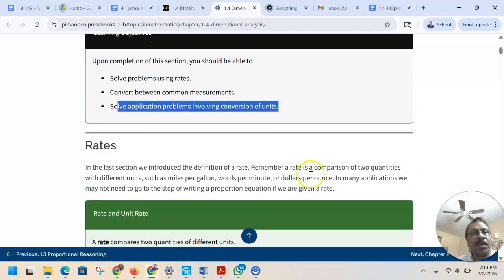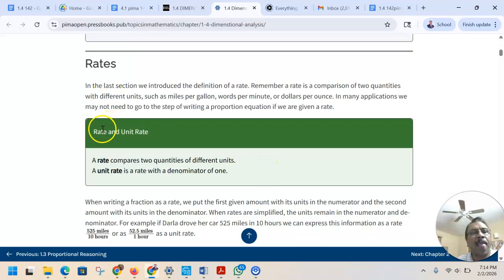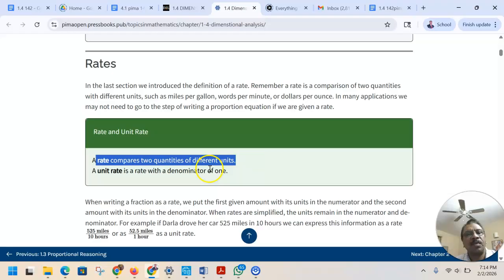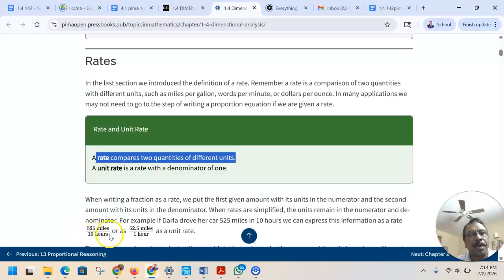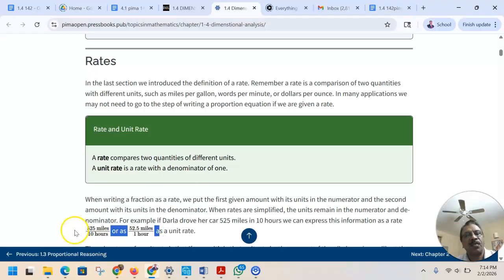I'm going to go directly to the difference between rates and unit rate. The definition of a rate is comparing two quantities of different units, so basically you have a ratio. For example, in 10 hours you can drive 525 miles. The left side that you see here is the rate, but if you convert by dividing 525 by 10, that's 52.5 miles every hour. So the denominator has to be 1.